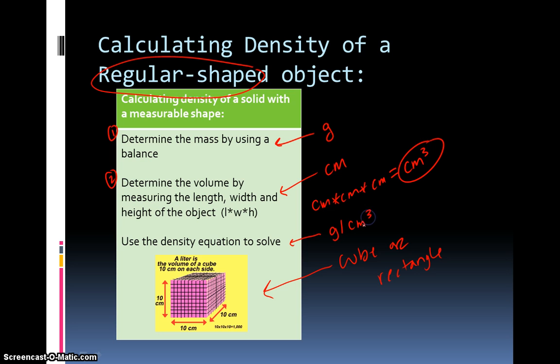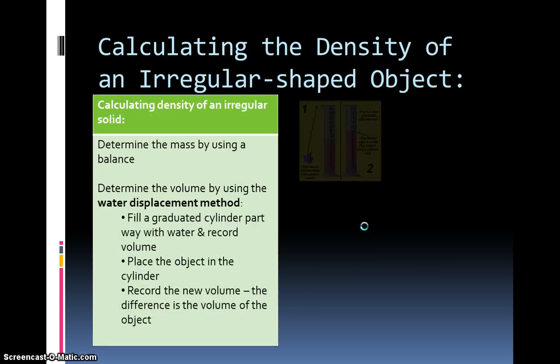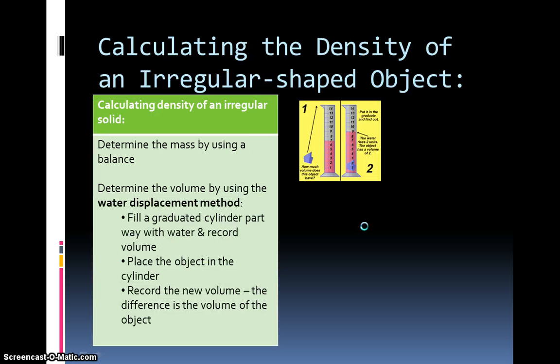Now, what happens if we don't have a regular shaped object? What happens if we have an irregular shaped object? To get the volume, we use something called the water displacement method. Getting your mass is no different: you simply put your object on the balance. The water displacement method is what we use to get our volume. We fill our graduated cylinder with some volume of water, and we write that volume down.